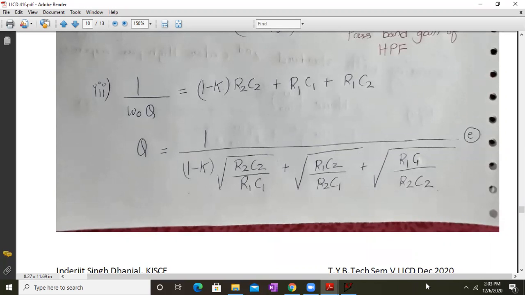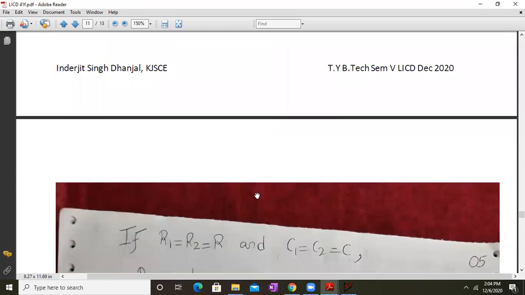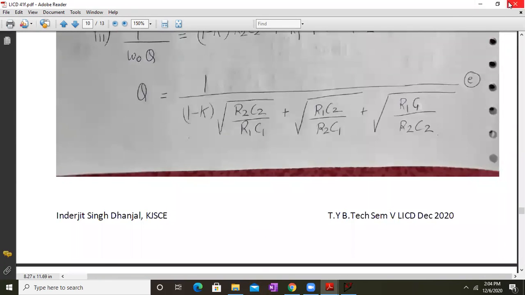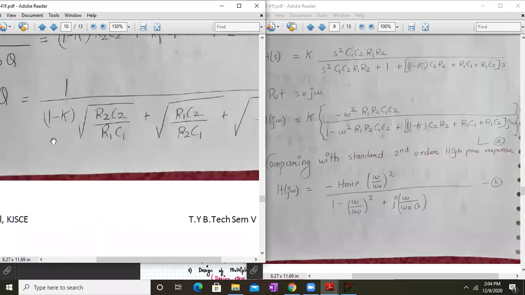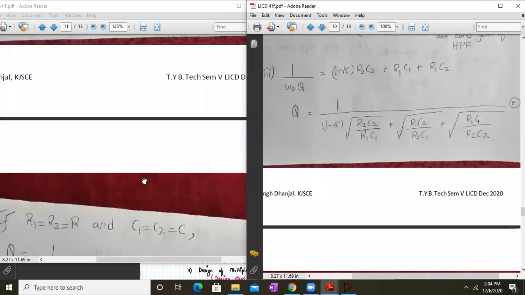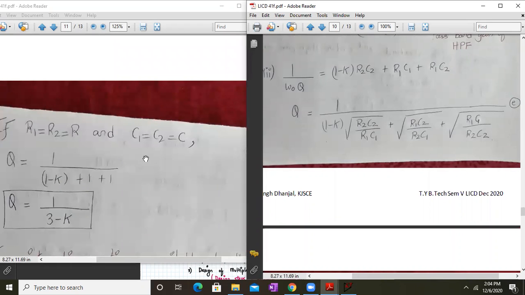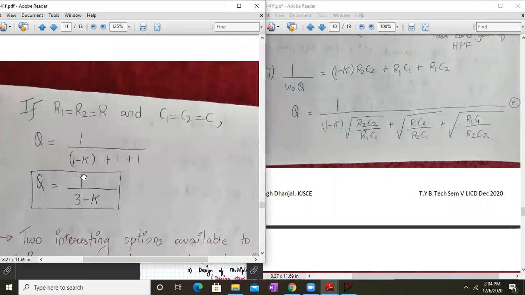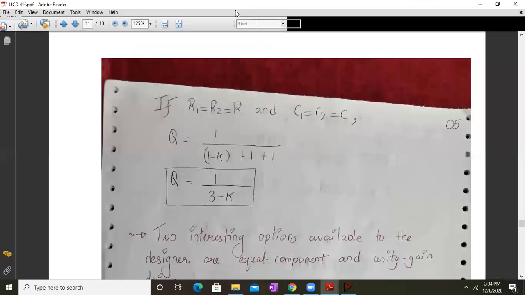So Q will be given by 1 upon 1 minus K times square root of R2 C2 R1 upon R1 C1 plus square root of R1 C2 divided by R2 C1 plus square root of R1 C1 divided by R2 C2. So that's the expression of Q we'll get. And if we substitute over here R1 equal to R2 equal to R and C1 equal to C2 equal to C, we get the quality factor as 1 upon 3 minus K. It is similar to what we got in the low pass filter.